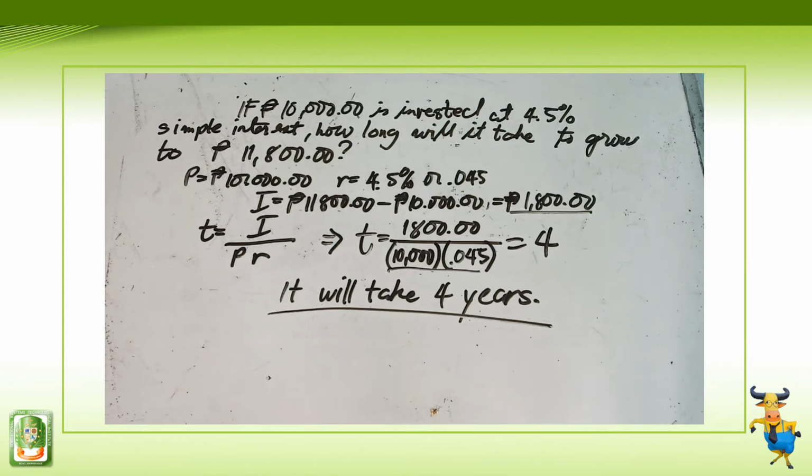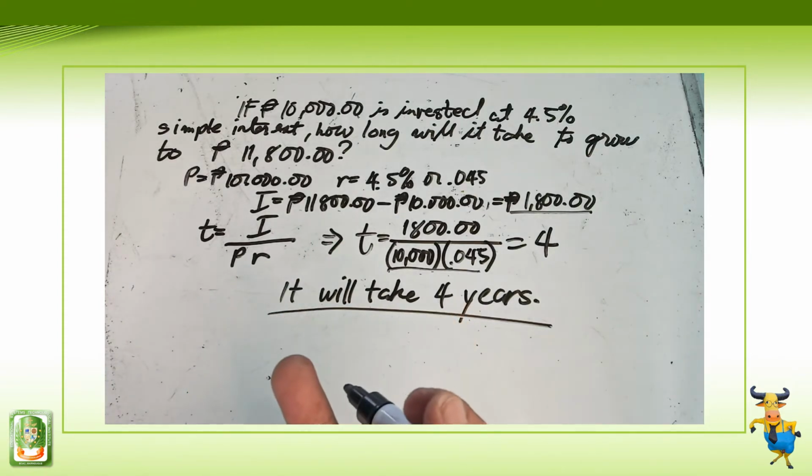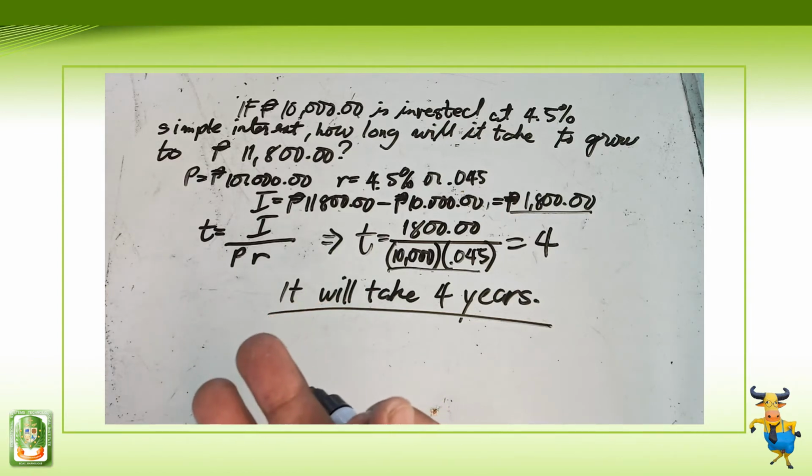So, naiintindihan po ba nila lahat? So, ganyan po kumuha ng principal, the interest, the time, and also the rate. Is it clear?